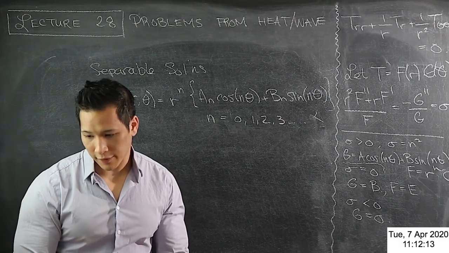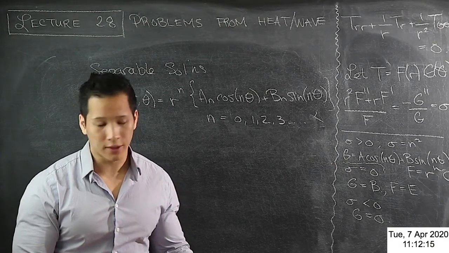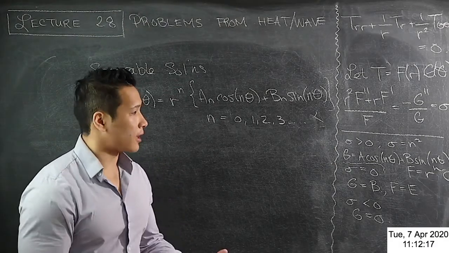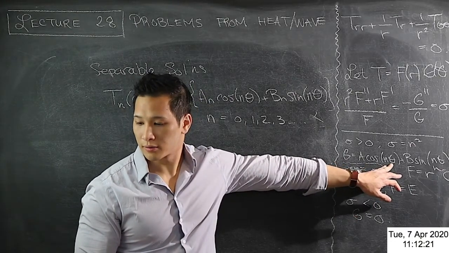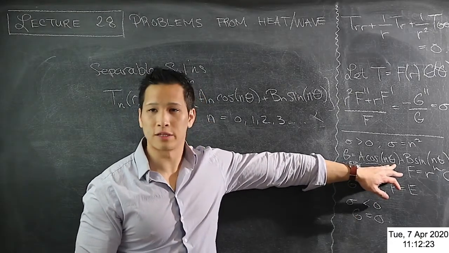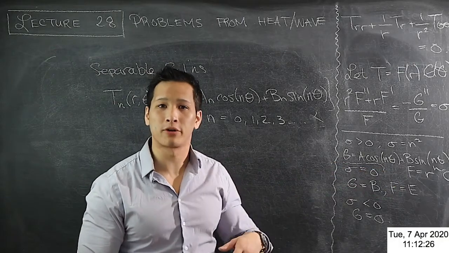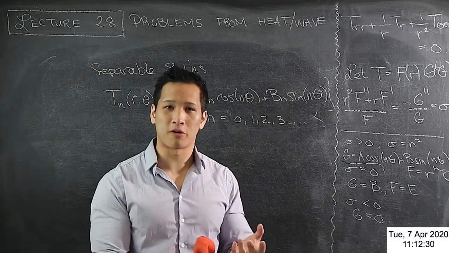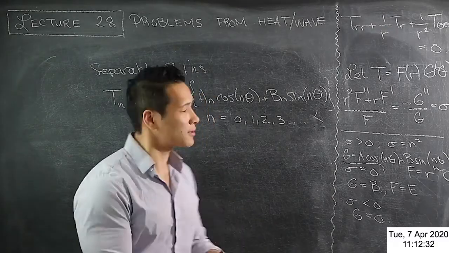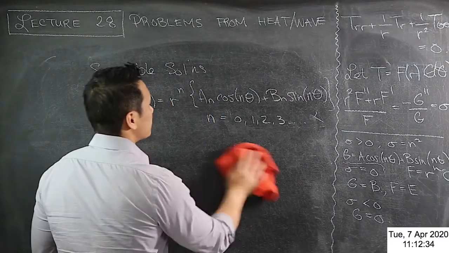Why does n have to be an integer if sigma is just positive? So n has to be an integer basically for these functions to be periodic. This is a necessary condition for these functions to be 2 pi periodic. If n is not an integer, then your temperature is not wrapping around perfectly so that it works for a disk. Okay, so that's basically it.